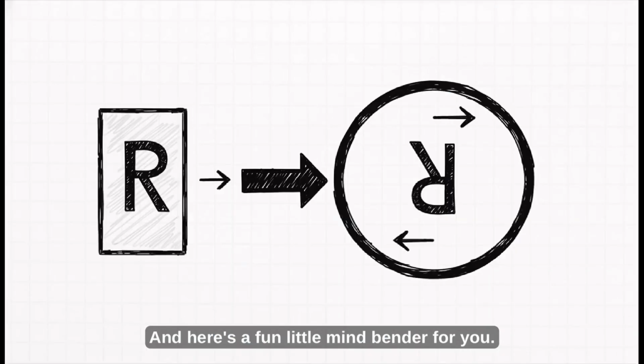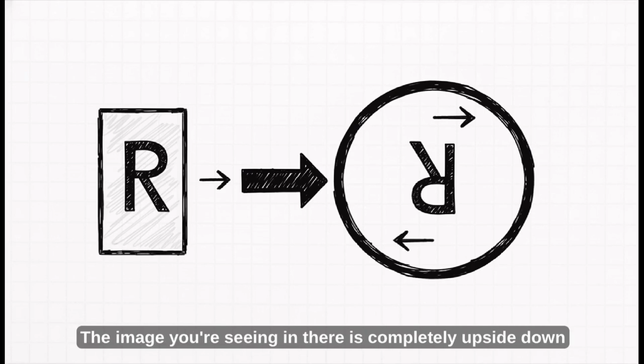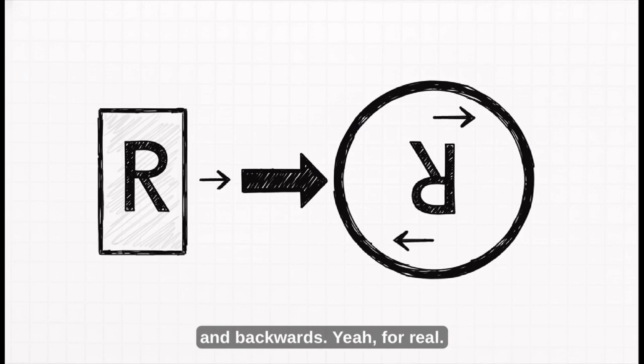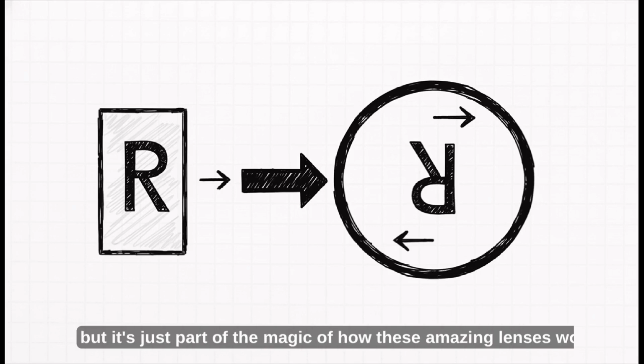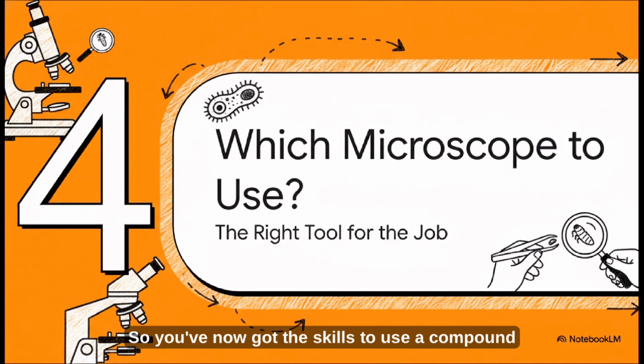Seriously. And here's a fun little mind bender for you, something that messes with everyone at first. The image you're seeing in there is completely upside down and backwards. Yeah, for real. That means if you move the slide to the right, the image you see actually moves to the left. If you push it up, the image moves down. It definitely takes a little getting used to, but it's just part of the magic of how these amazing lenses work.